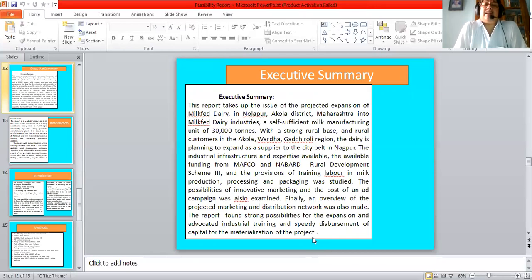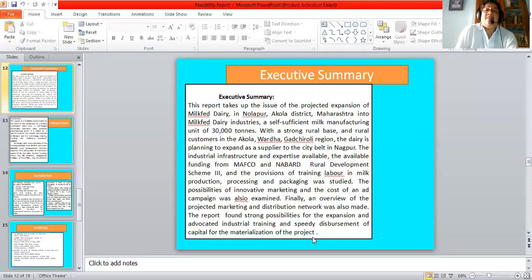Okay, the dairy is planning to expand as a supplier to the city belt in Nagpur. The industrial infrastructure and expertise available, the available funding from NAFCO and NABARD Rural Development Scheme 3, and the provisions of training labor in milk production, processing and packaging were studied. The possibilities of innovative marketing and the cost of an ad campaign were also examined.